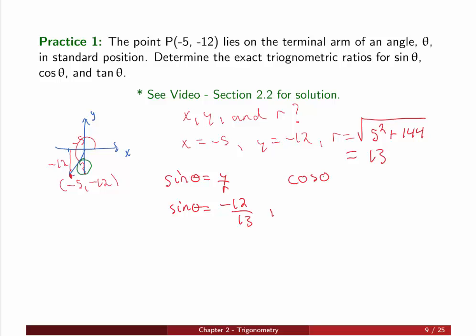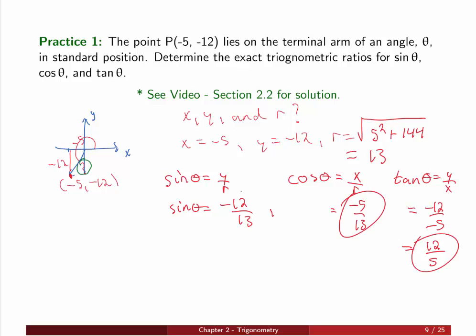Cosine of theta is equal to x over r, which will equal -5 over 13. And tangent of theta, what's that equal to? Y over x, and that is equal to -12 over -5, which the negatives cancel to give you 12 over 5. And there you go. Those are your three solutions. And that wraps up practice 1.